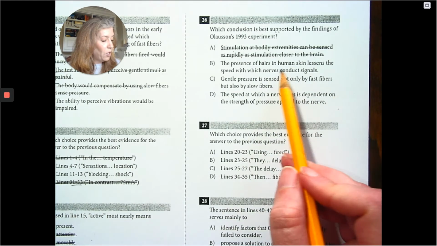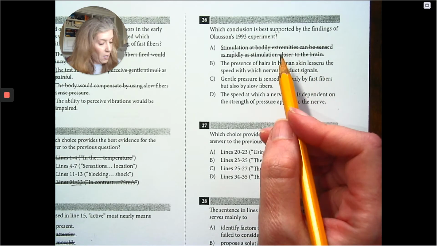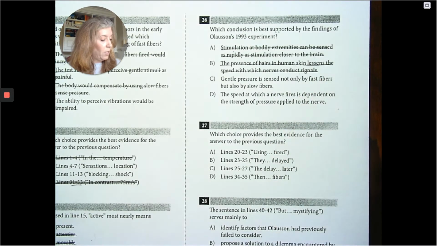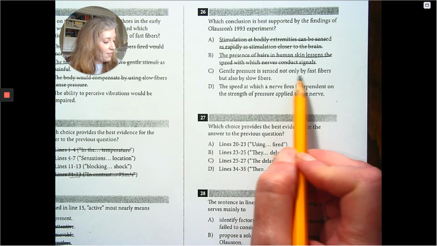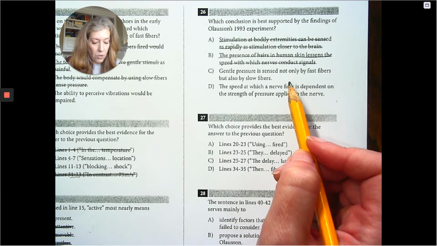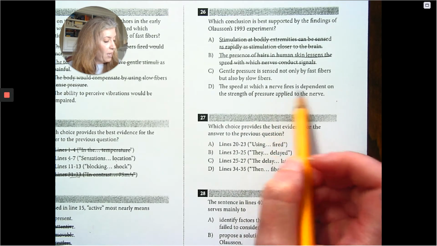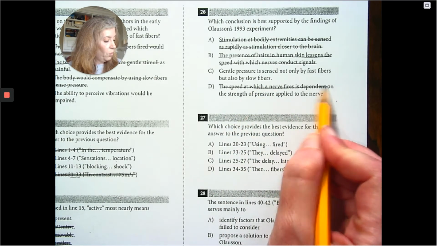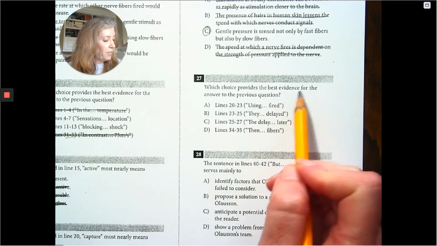The presence of hairs in human skin lessens the speed at which the nerves conduct signals. That's just not the case at all. The presence of human hairs in skin actually just gives you an indication of what kind of nerves are there. Gentle pressure is sensed not only by fast fibers, but also by slow fibers. That was actually true. And the speed at which a nerve fires is dependent on the speed of pressure applied to the nerve. That's not true. So we're choosing C.